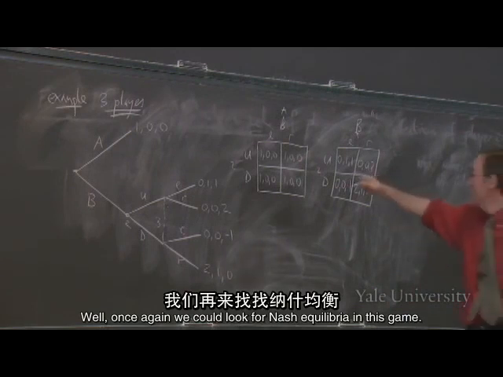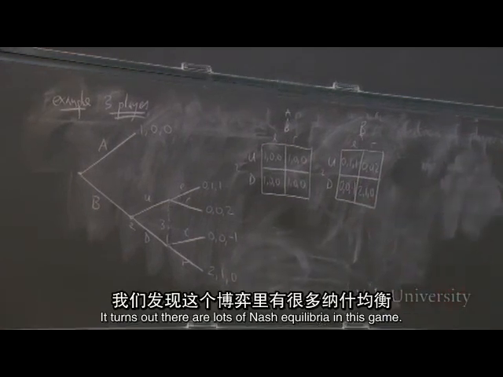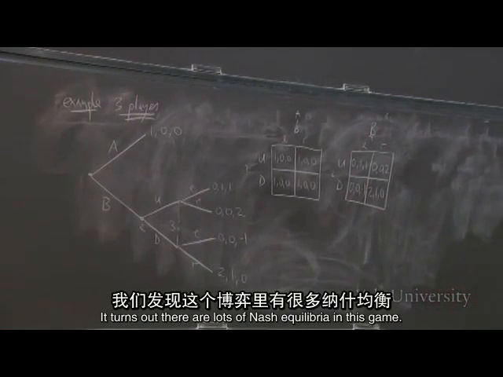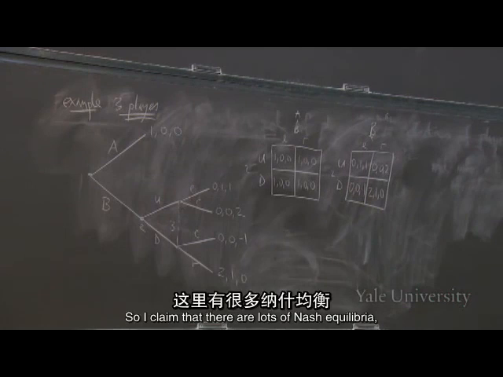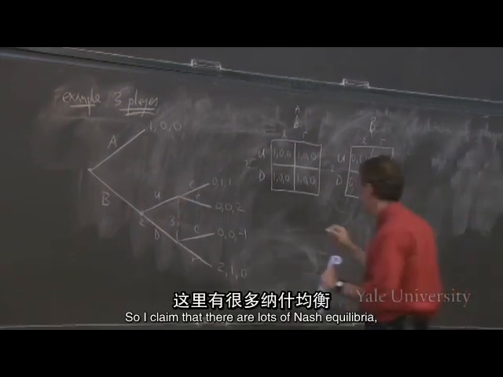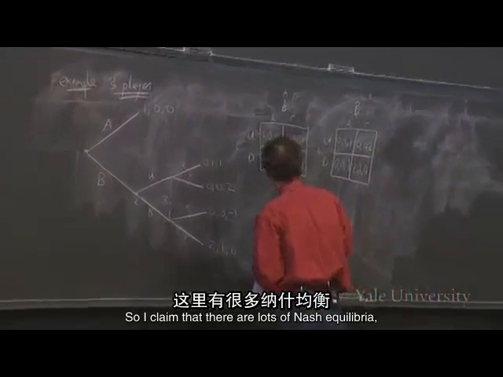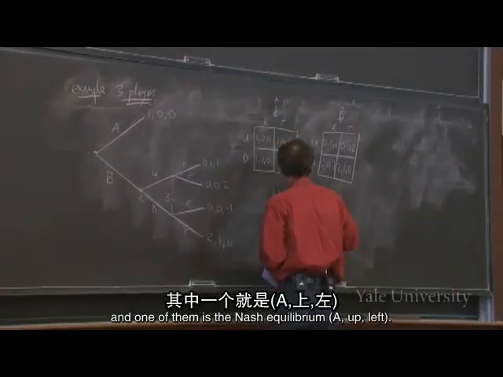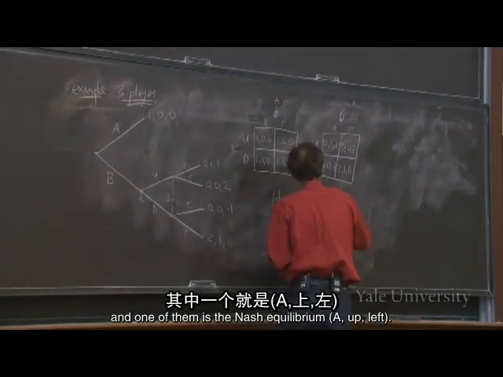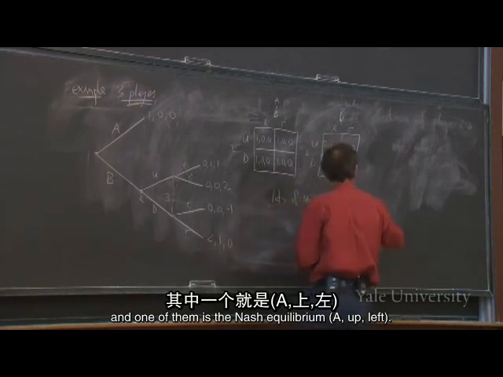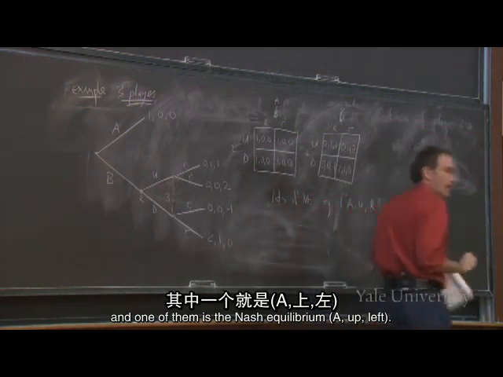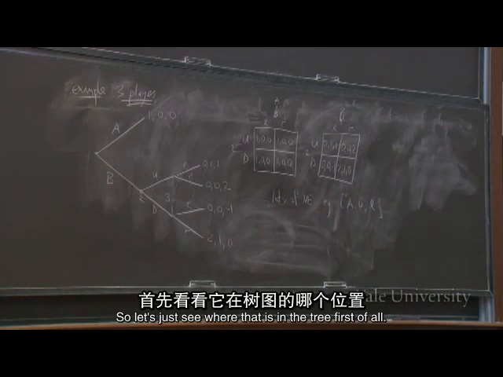Well, once again, we could look for Nash equilibria in this game. It turns out there are lots of Nash equilibria in this game. Let me just show you one Nash equilibrium, and then we'll talk about it. All right, so I claim that there are lots of Nash equilibria, and one of them is the Nash equilibrium A up left. So let's just see what that is in the tree first of all.